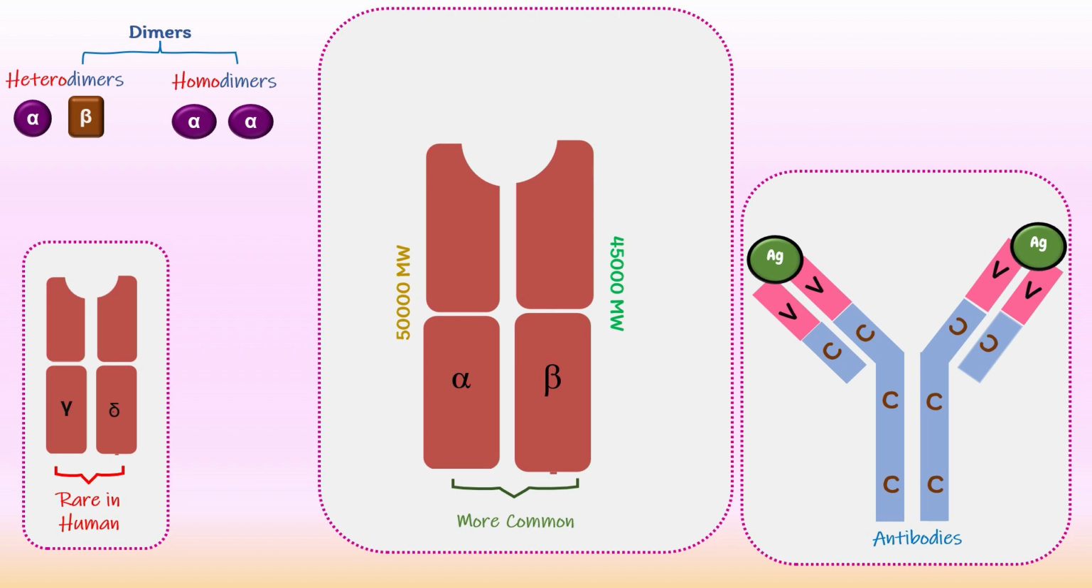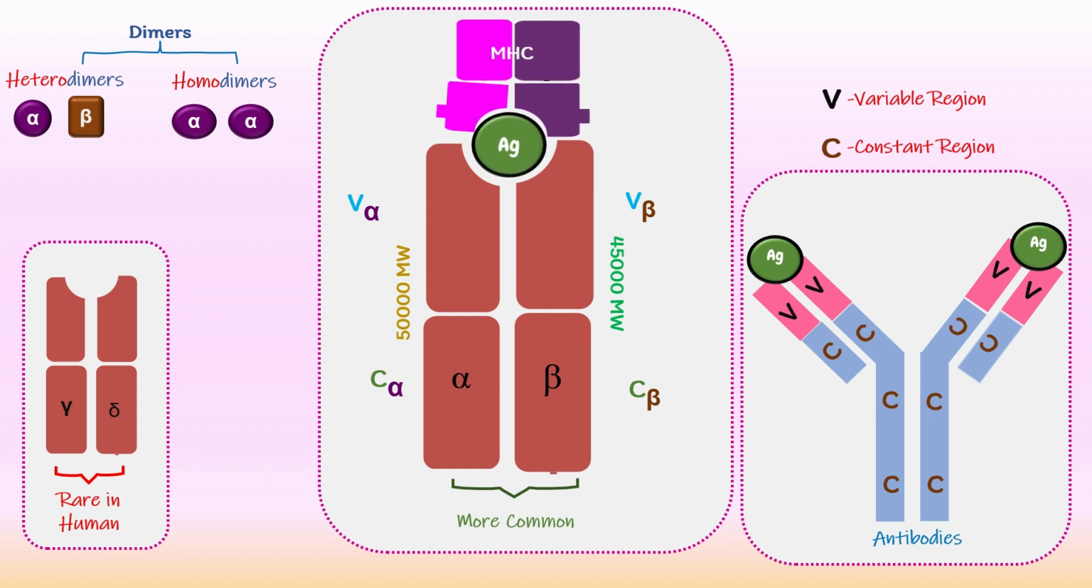This is the constant portion of alpha chain, so it is represented as C-alpha, while this is the constant portion of beta chain, so it is represented as C-beta. Now, this is the variable region or domain of alpha chain, so it is represented as V-alpha. This is the variable region or domain of beta chain, so it is represented as V-beta. This variable region helps the T cell to detect antigen, presented by the major histocompatibility complex to T-cell receptor.